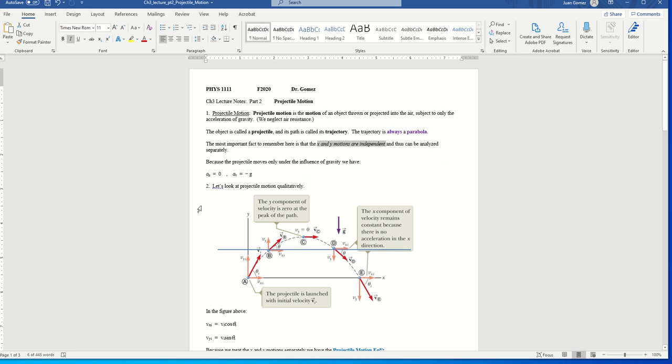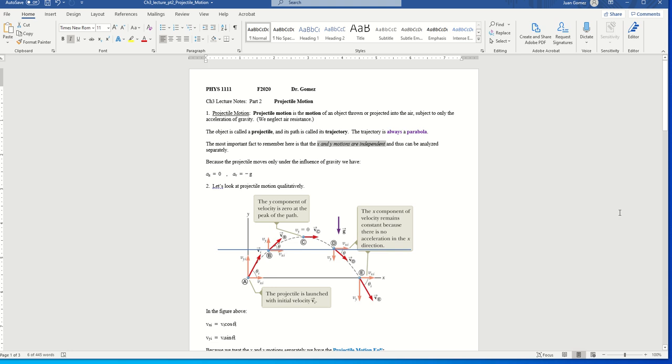And again, we neglect air resistance. So the only thing affecting the motion, hence the definition of projectile motion, is the acceleration due to gravity, which acts in the negative y direction. So ax is 0. There's no acceleration in the x direction, and ay, the acceleration in the y direction, is negative g. Again, no different than free fall. Why is it negative? Because g always points in the negative y direction.